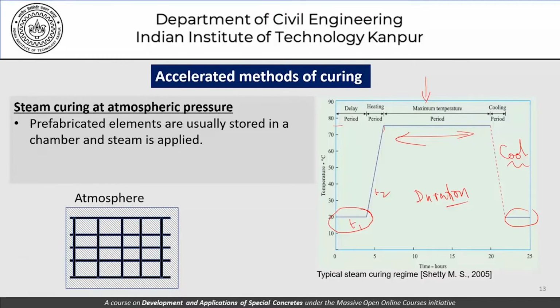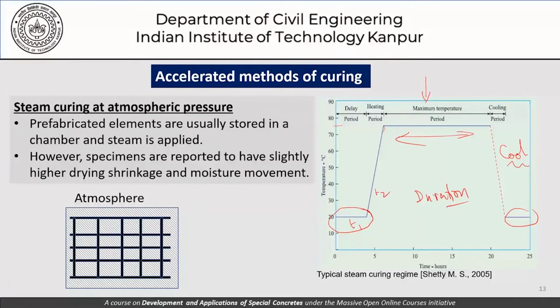So the prefabricated elements are usually stored in a chamber and steam is applied. The specimens are reported to have slightly higher drying shrinkage and moisture movement when it comes to using precast concrete with steam curing. So this picture here is of course a diagrammatic or schematic sketch of the RC members that are being stored and subjected to steam curing.